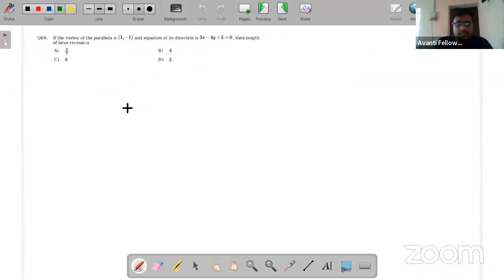So now solving the next question, 68. Vertex of the parabola is given. Okay, so vertex is 1 comma minus 1, and the equation of directrix is given as 3x minus 4y plus 3 equals 0. Then find the length of latus rectum. Parabola is given, so why don't we do one thing? We'll try to draw a standard parabola.